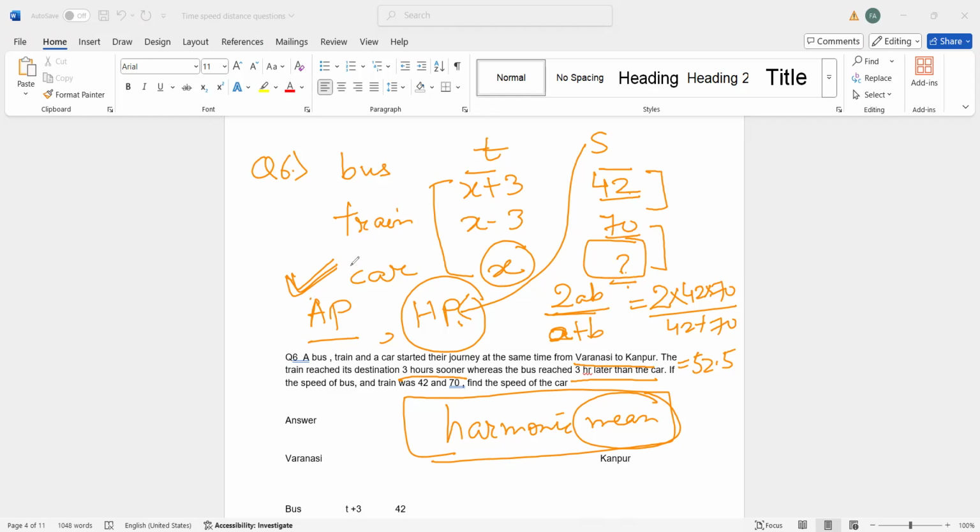So for three data points to be in HP, it has to relate to three more data points which have to be in AP, because HP is nothing but reciprocal of arithmetic progression. So if you know this formula, this is a very simple, straightforward question, and you get the answer as 52.5. By the way, yes, it is true that you can also use harmonic mean to find out average speed. If you have two speeds given to you over the same distance, then you can use the formula 2ab by a plus b, where a and b are the individual speeds. But remember, the distance has to be the same. This also works, right?